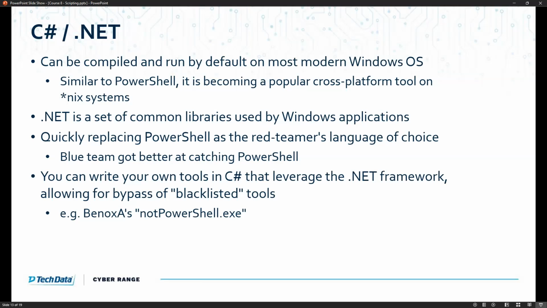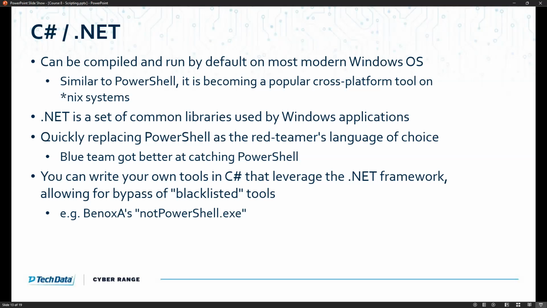C# and .NET, this is a compiled language and it can run by default on most modern Windows OSs. Because of .NET Core, it's becoming a cross-platform tool. And many people are actually pivoting away from PowerShell tradecraft into writing offensive C# or programs in .NET. Down below, we give an example of a tool that's written in C# that leverages .NET Core. So it's like PowerShell, but it's not titled PowerShell.exe.